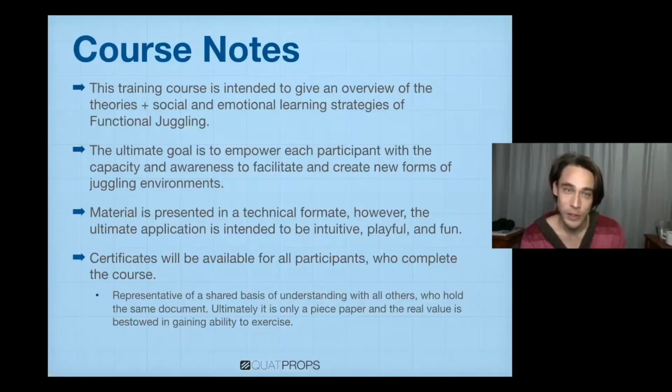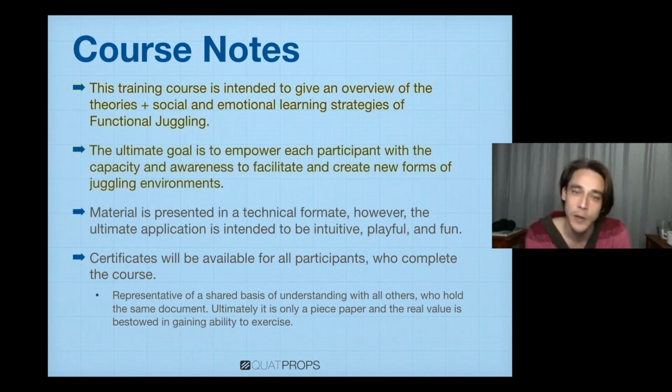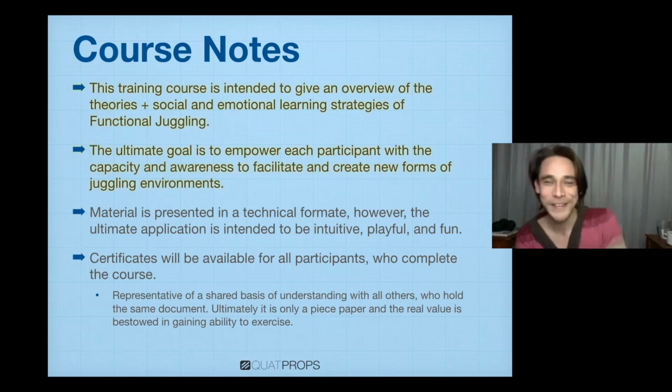For the course notes, the overview of the course: the training course is intended to give an overview of the theories plus social and emotional learning strategies of functional juggling. The ultimate goal is to empower each participant with the capacity and awareness to facilitate and create new forms of juggling environments. You're going to hear me repeat a lot of these ideas to you because it's about conditioning.